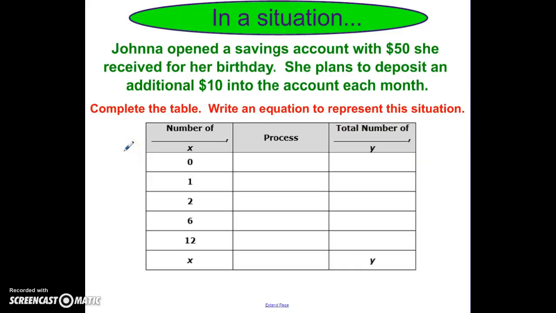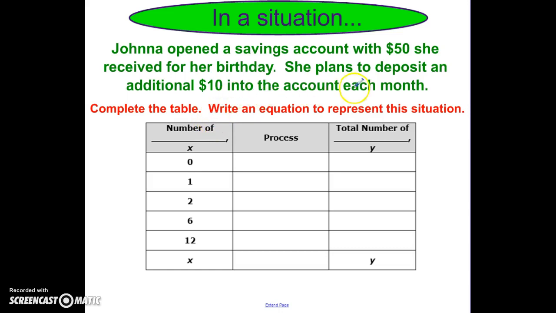Flipping onto the back of your handout, it's going to walk through the same process, just with a situation. So Jonna opened a savings account with $50 she received for her birthday. She plans to deposit an additional $10 into the account each month. Complete the table, write an equation to represent the situation.